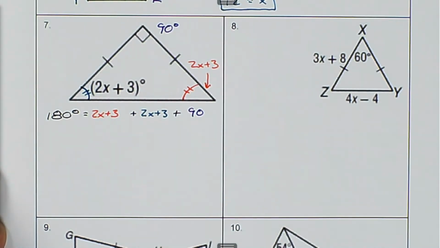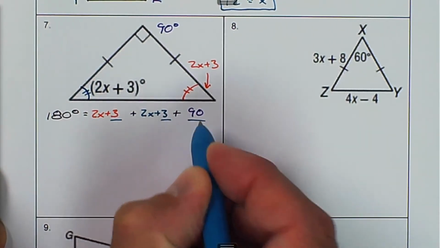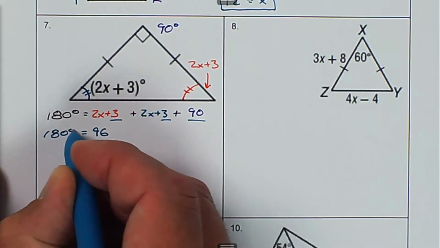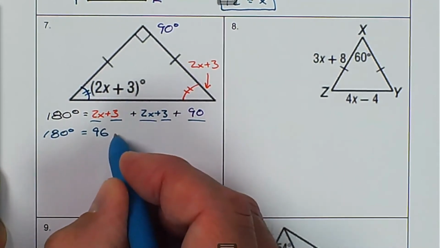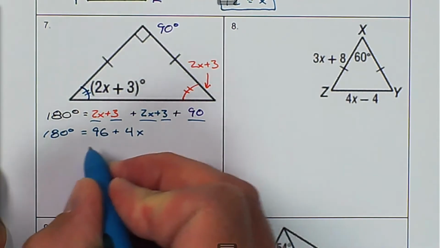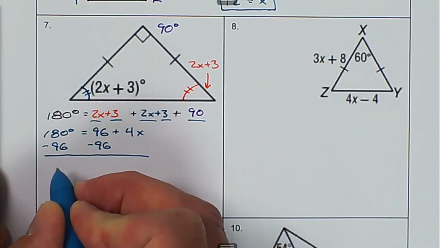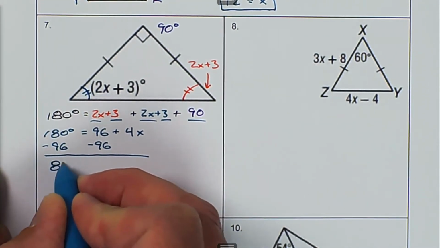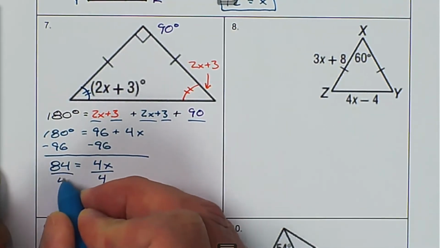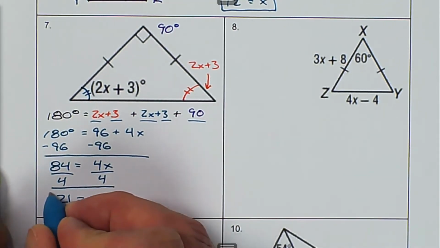Then we can combine like terms. So 3 plus 3 plus 90, that's 96. And 2x plus 2x, that is 4x. So then we can subtract 96. And then we get 84 is equal to 4x. And divide by 4, and we get 21 is equal to x.